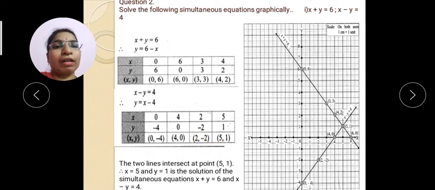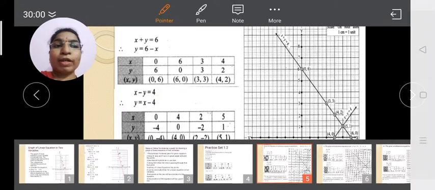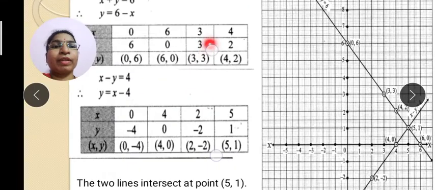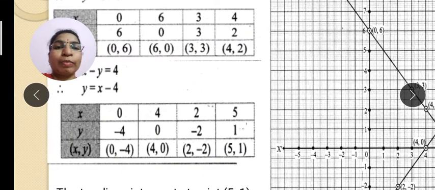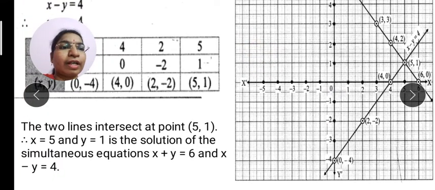Always remember that your first coordinate represents the x-axis and the second coordinate represents the y-axis. So y coordinate and x coordinate, don't be confused. Don't plot this as minus 4, 0. This is wrong. This 0, minus 4 means 0 is the x coordinate, and minus 4, where will it come? Downside. See here, 0, minus 4.